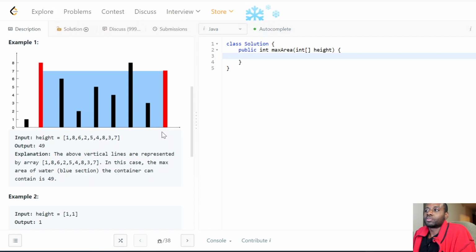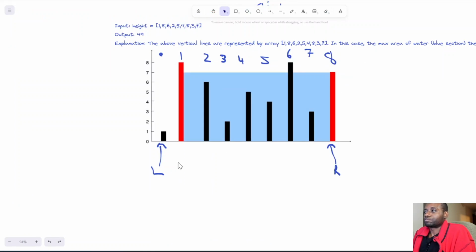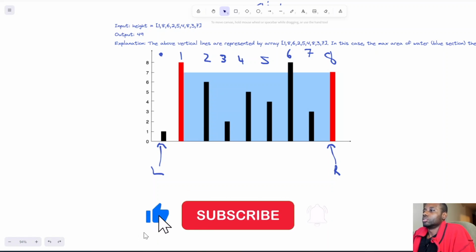That's why we're not going to move the pointer that's pointing at the taller height at the moment. We're going to move the shorter one, because the shorter one is not going to help us in yielding the maximum area. So let's go through a couple of examples. I think it will be a lot clearer. So quick example of how the approach would work.